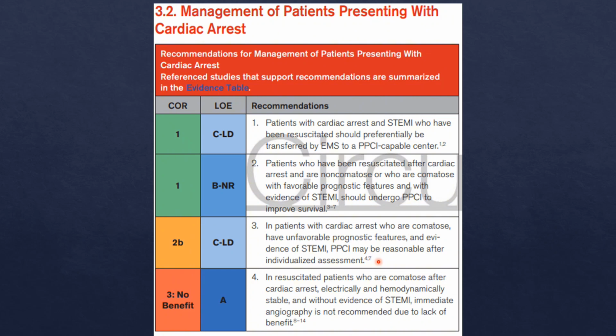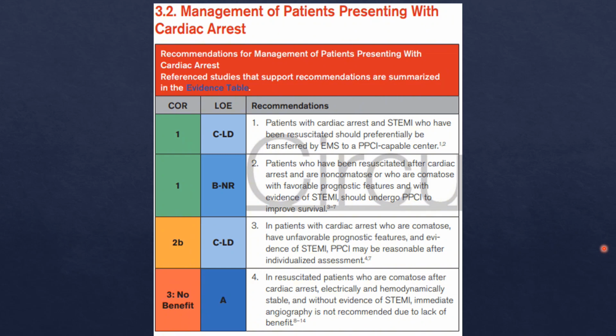The unfavorable prognostic factors include no bystander CPR, an unwitnessed arrest, no shockable rhythm present, CPR of more than 30 minutes, time to ROSC of more than 30 minutes, arterial pH less than 7, age more than 85 years, or if the patient has end stage renal disease.